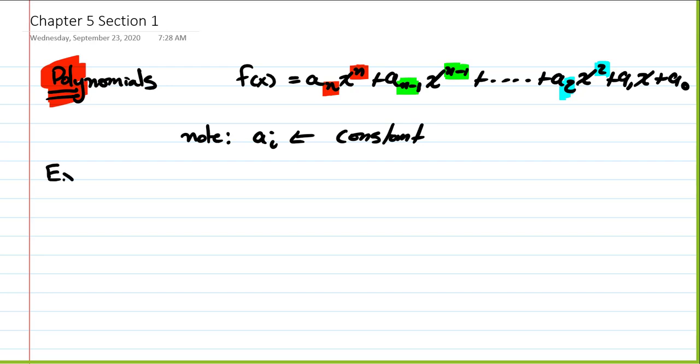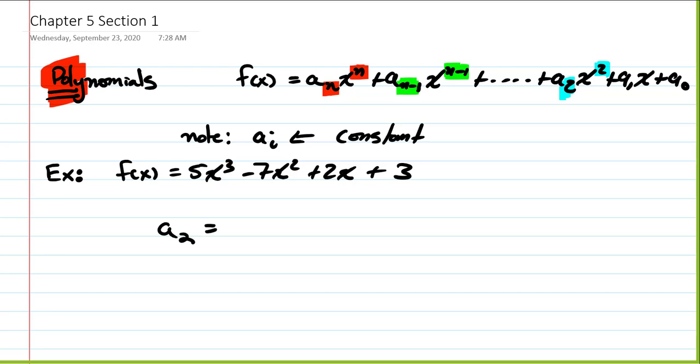So for example, if I had the polynomial f of x equals 5x cubed minus 7x squared plus 2x plus 3, and I asked, well, what is a sub 2? Well, a sub 2 would be the coefficient on the x squared. So in this case, a sub 2 would be negative 7. Similarly, if I asked what a sub 3 was, my response would be 5, because the coefficient on the third degree term is a 5.